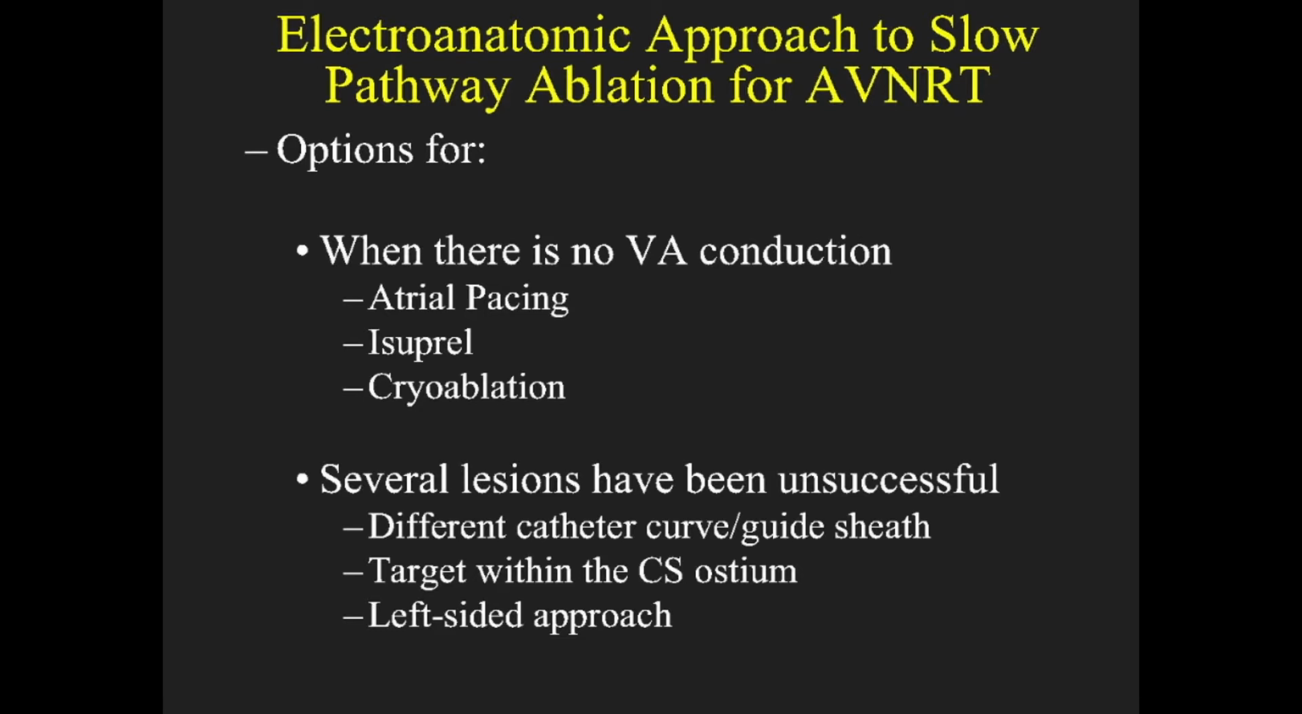What do you do if several lesions have been unsuccessful? And that "several" is relative, but you can switch to a different catheter curve, a different guide sheath. You can target within the coronary sinus ostium. And I would say in the last few years, we've lowered our threshold to go to the left side. I estimate that I've seen 6 cases where we've had to do a left-sided slow pathway ablation.